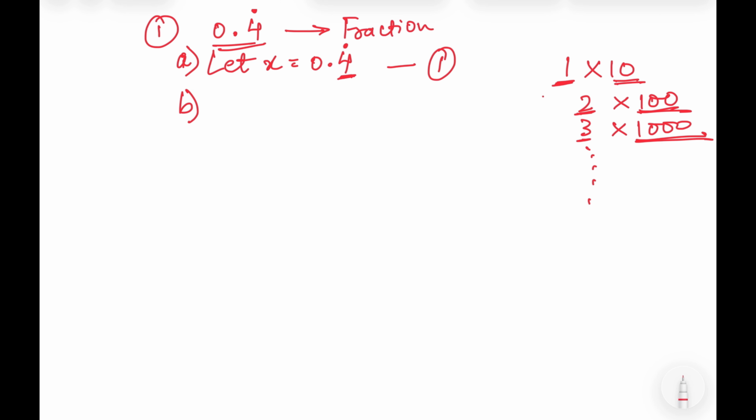So here we have only one number. So I'll multiply equation 1 by 10. What do I get? 10 into x becomes 10x. And if you multiply this, I'll get 4.4.